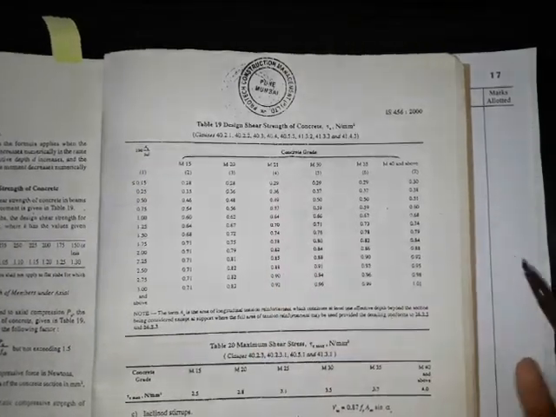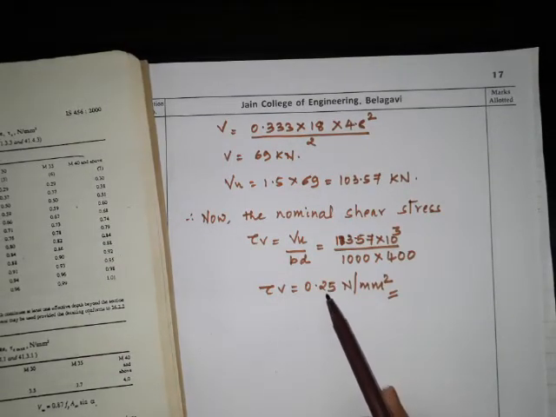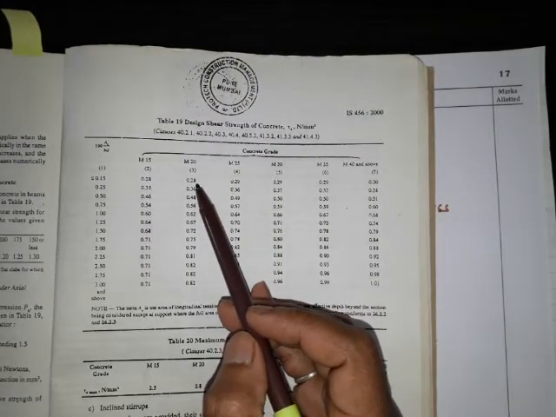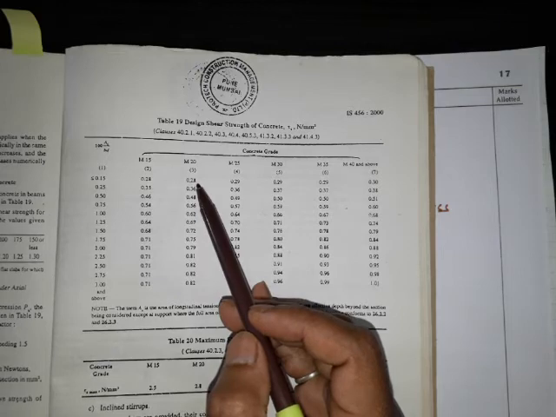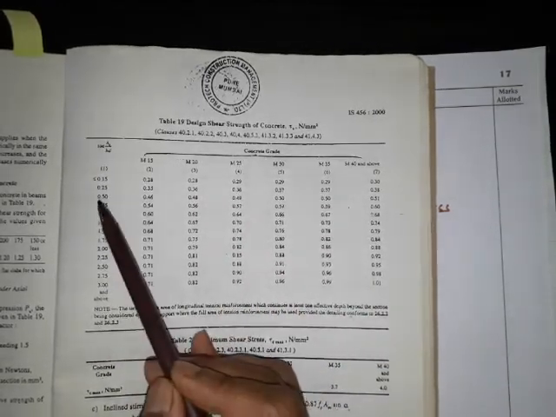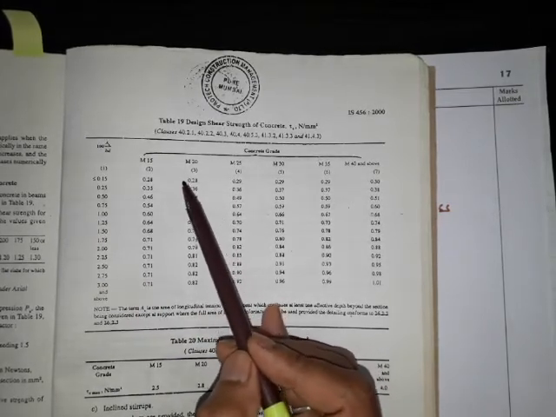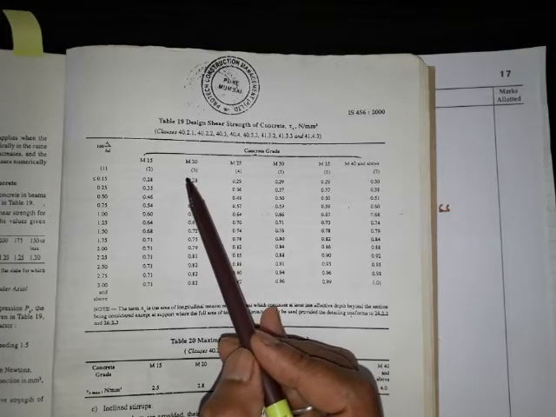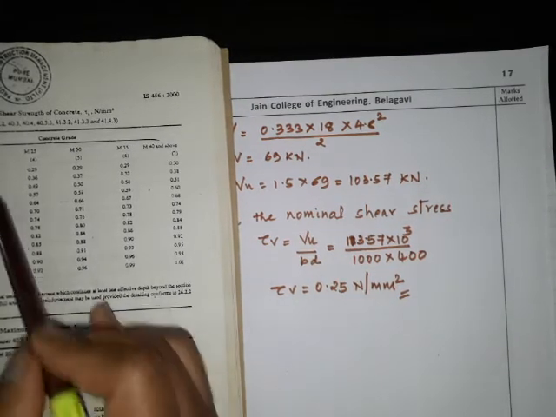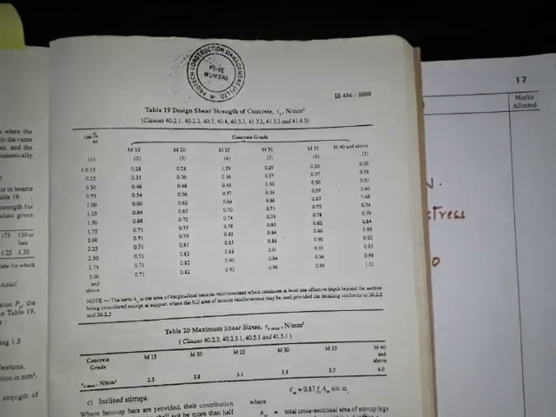And the nominal shear stress developed in the concrete is 0.25 Newton per mm square. So automatically the tau V value is less than the minimum value of tau C. Hence it is safe in shear. No need to find out the PT and to calculate the actual value of tau C. First you check the minimum permissible value of shear strength, and if the nominal shear stress is less than the minimum value of permissible shear stress, then it is safe in shear.